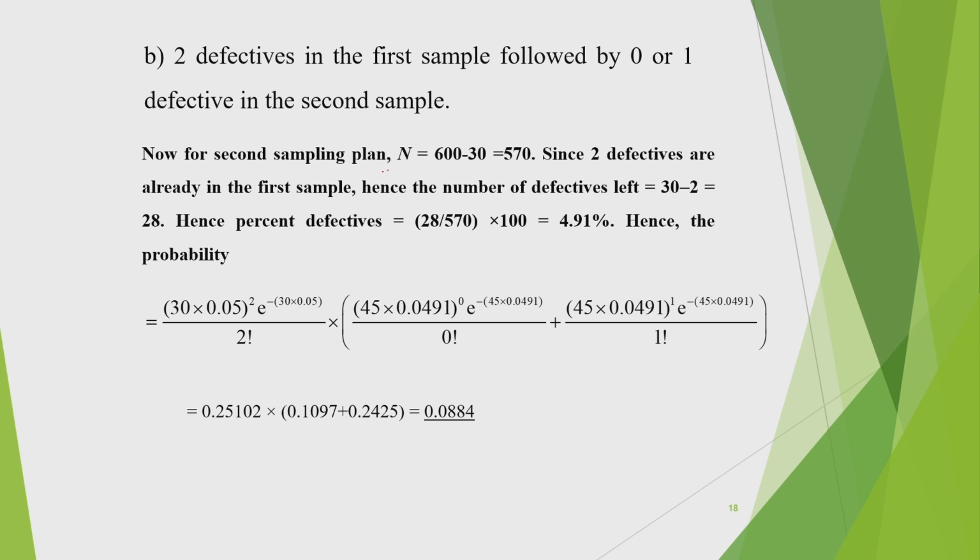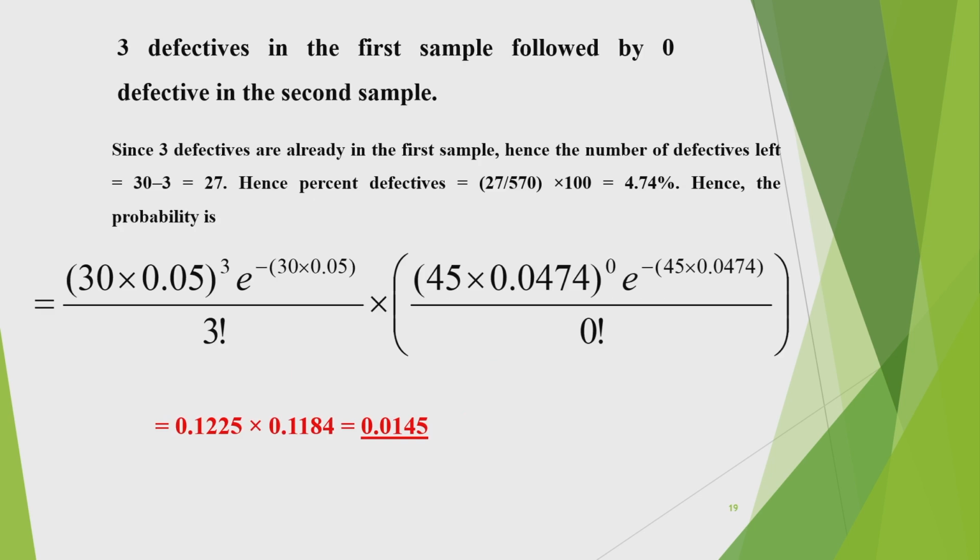And now suppose 2 defectives in the first sample followed by 0 or 1 defective in the second sample. Now for the second sampling plan you have only 570 in the lot, since 2 defectives are already in the first sample. Hence the number of defectives left will be 30 minus 2, which is 28. Hence the percentage defective has changed slightly. The first probability is that there are 2 defectives in the first sample, which is 0.05, multiplied by the situation that there are 0 defectives in the second sample and 1 defective in the second sample. So here both the Poisson probabilities are written and this quantity comes out to be like this.